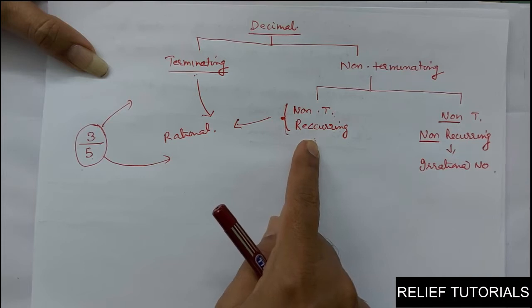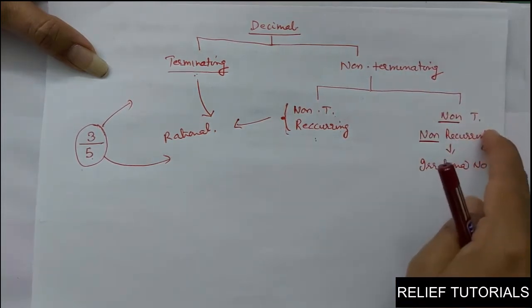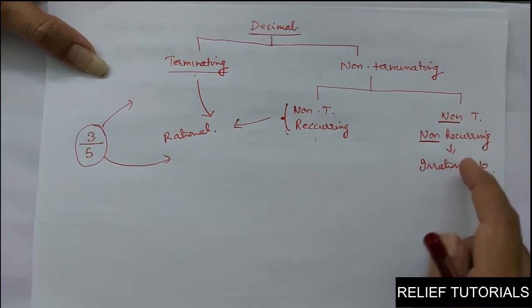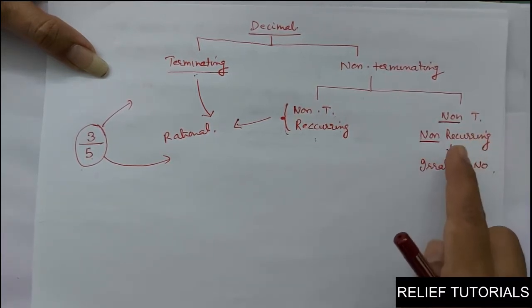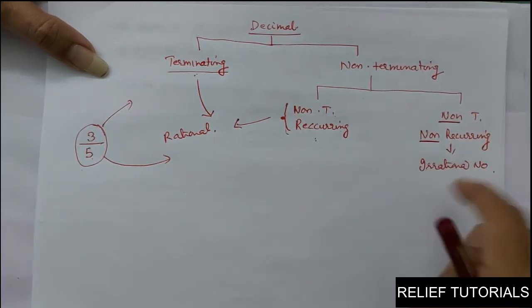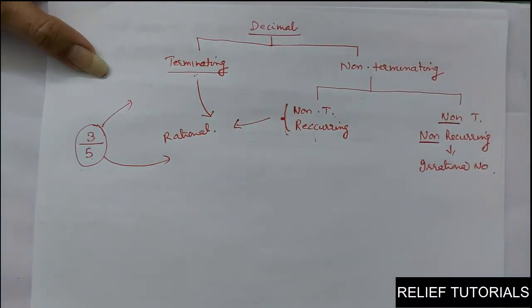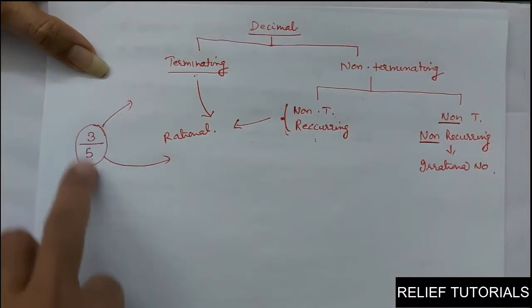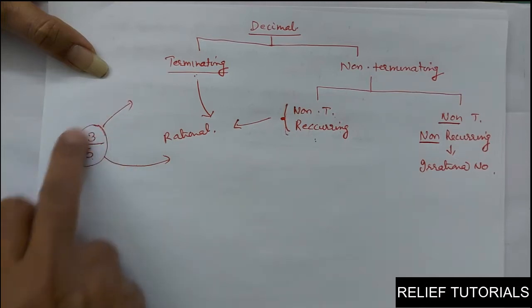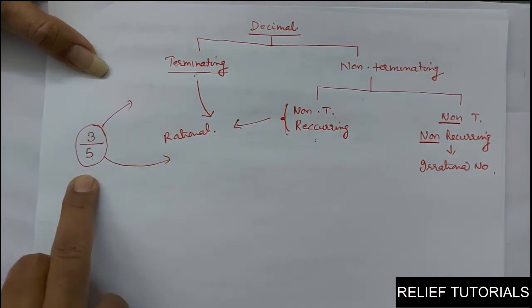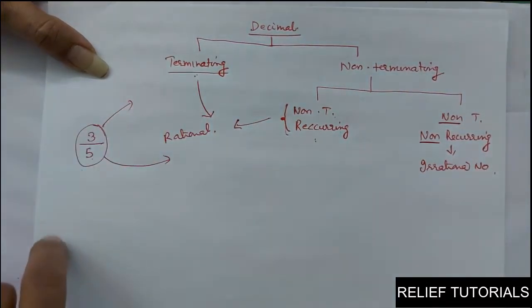Irrational numbers are numbers which cannot be written in the form p by q. So this will never be written in the form p by q. Only a rational number can be written in the form p by q. So looking at a rational number in the form p by q, can you say whether it has a terminating or a non-terminating recurring decimal? That tool we are going to discuss today.